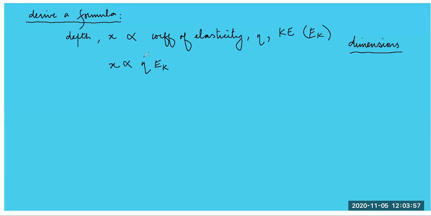We don't know what the indices are. So we assume that the index for the coefficient of elasticity is a. And here, for kinetic energy, we assume that the power or index or dimension is b. Okay, so we can introduce a dimensionless constant K.